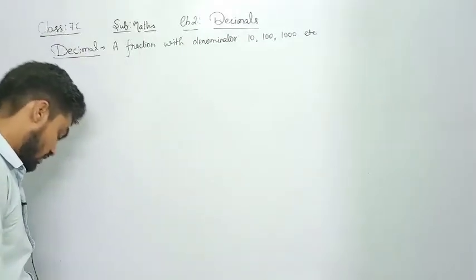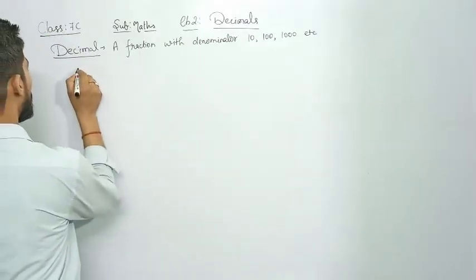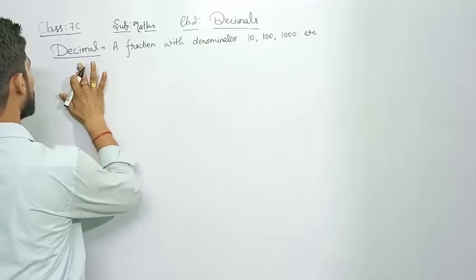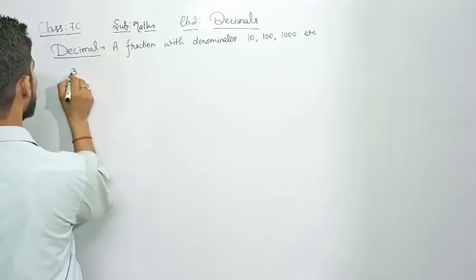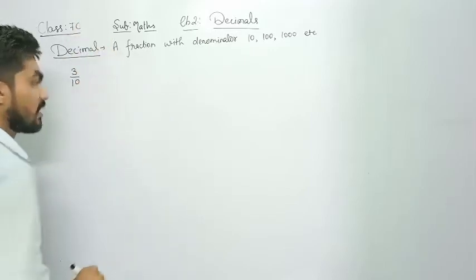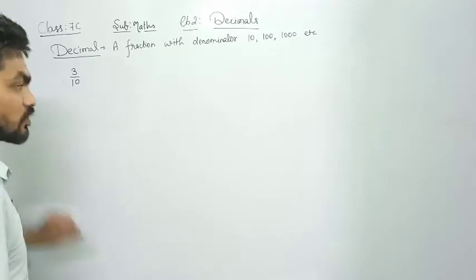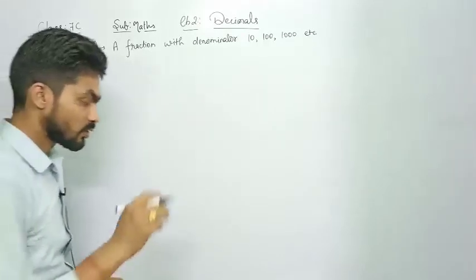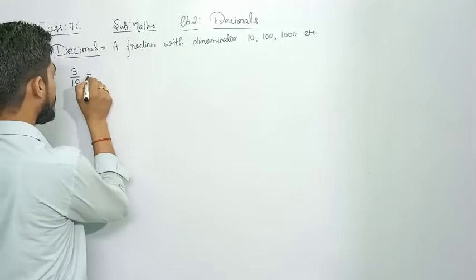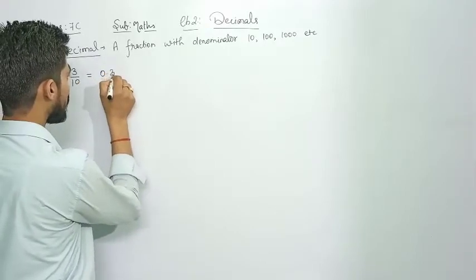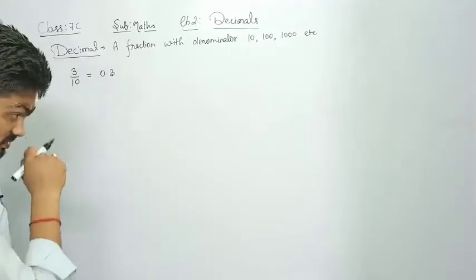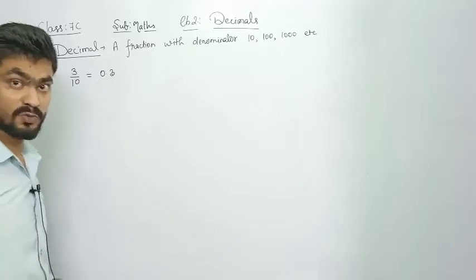See my dear children, if I write 3 by 10, you will say, sir, it is a fraction, not a decimal. So dear children, it can be written as 0.3. You will ask, sir, what is 0.3?